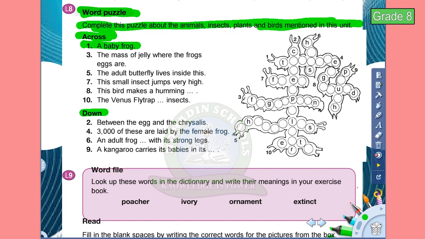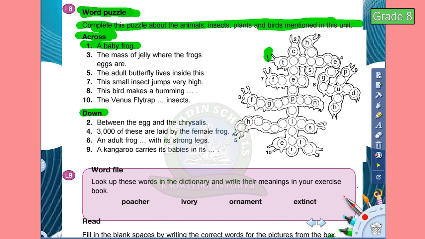Number one. Look at the across lines also. Across lines, and find out number one. Number one is the baby frog, or the baby of the frog is called tadpole.